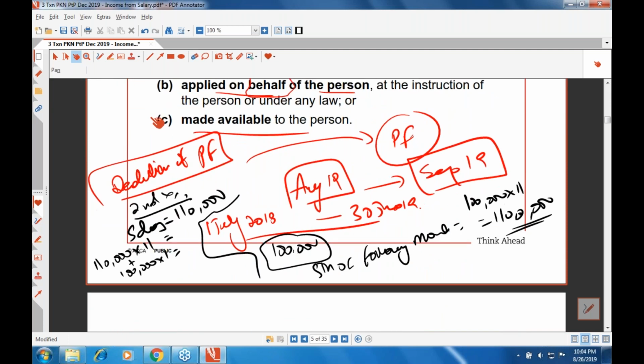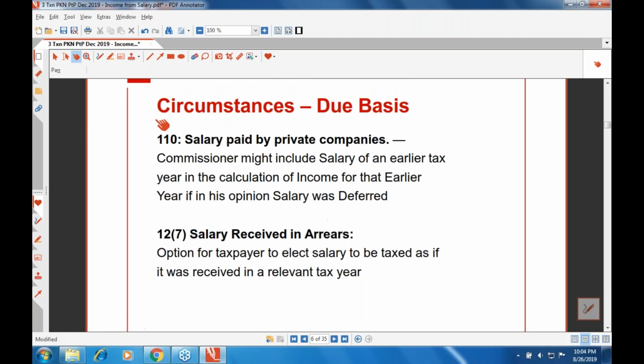So salary is taxable on receipt basis. Now, there's something it says, circumstances due basis. So there are a few things. Let's try to understand this.